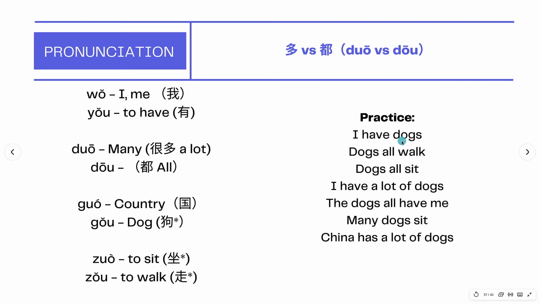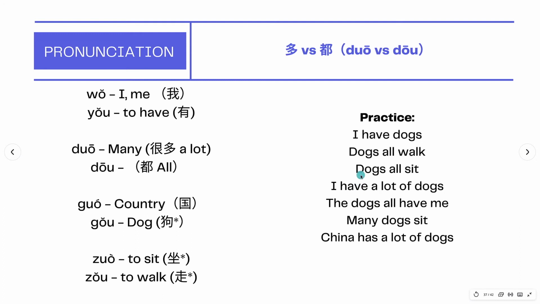我有狗. So it's one 我, this one, and then it's two o. Okay, 我有狗. Dogs all walk. 狗都走. So it's the second one in all of these ones. So all the dogs are walking. Wonderful. Remember, we put the do right after the thing we're talking about.